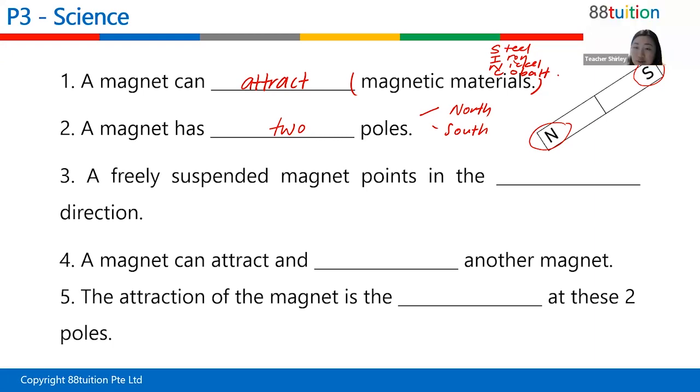Victoria, would you like to try? North and south. Okay, usually we put a north hyphen south. It points in the north-south direction. That means it's like a needle, right? It's a needle, and then one side is north, one side is south. Okay, next one. A magnet can attract and what another magnet?